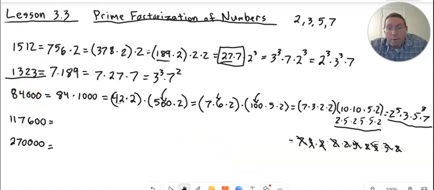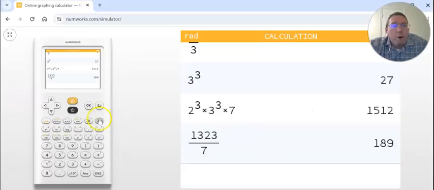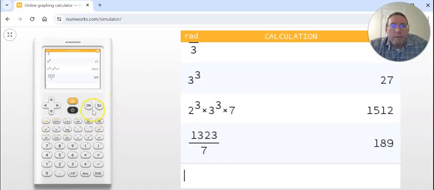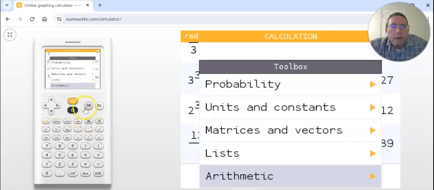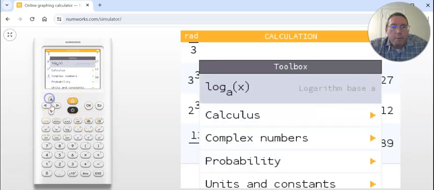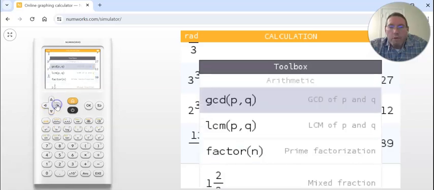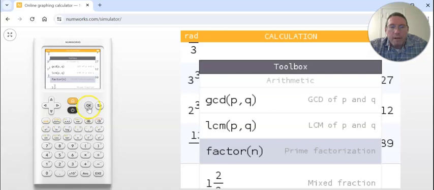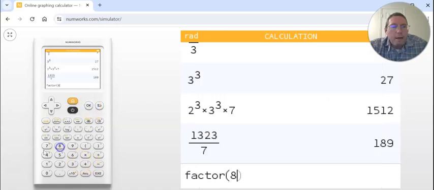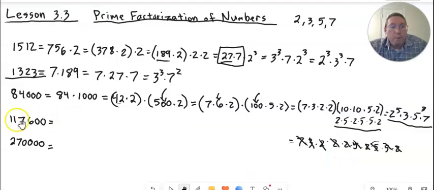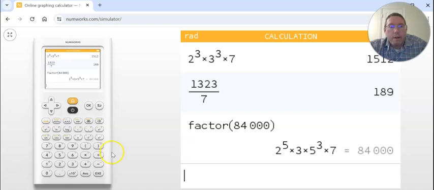Our number is 84,000. So if we go to Numworks, we can go to Factor. Now let me remind you how we got here to Factor. We hit the toolbox, then we arrow. Normally it starts up here. We arrow down to where it says Arithmetic. Go over, and then down the 3rd one, Factor, and then hit OK. And we're going to put 84000, hit execute, and look, there it is, 2 to the 5th times 3 times 5 to the 3rd times 7.